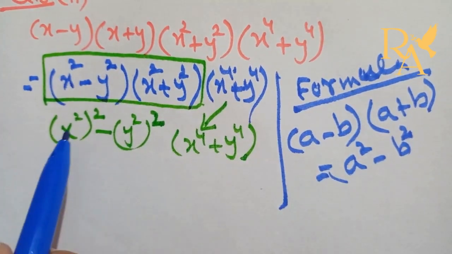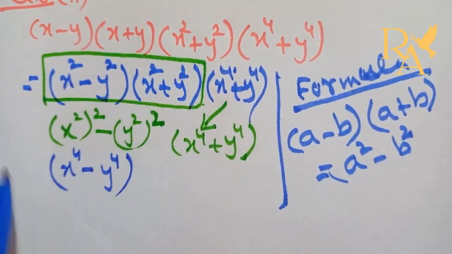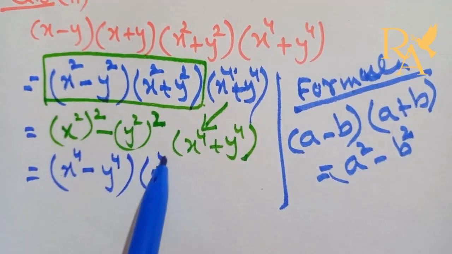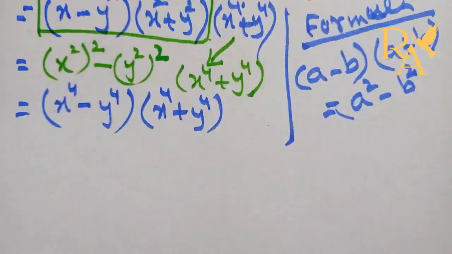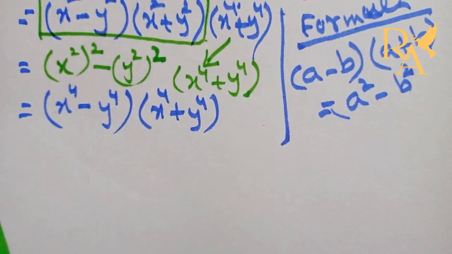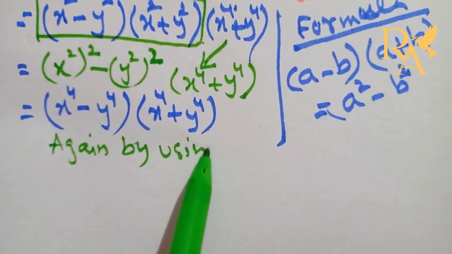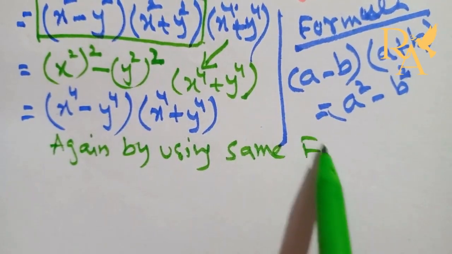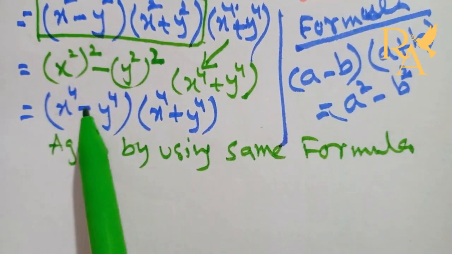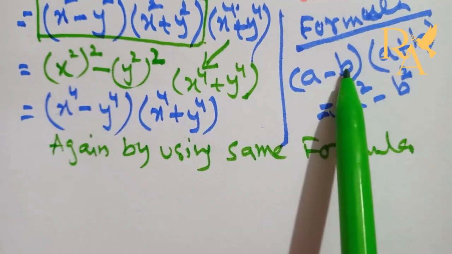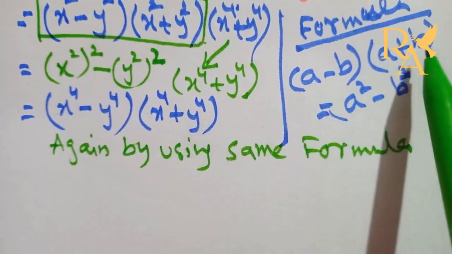So here x power 2 to the 4 minus y power 2 to the 4, and x power 4 plus y power 4 is the same. Again, by using the same formula, here x power 4 is equal to a, y power 4 is equal to b, and x power 4 is equal to a, plus the same y power 4 is equal to b.